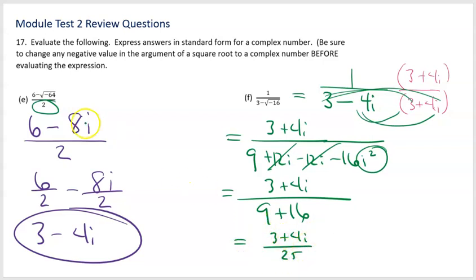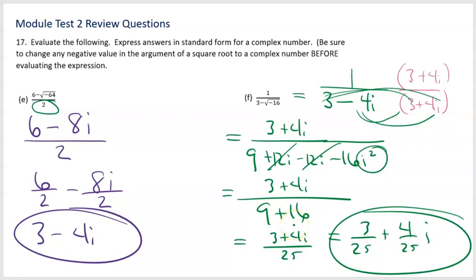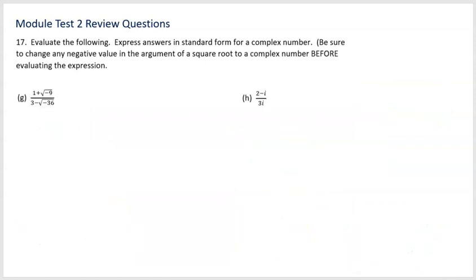But then I have a problem like I started with here in E. I need to split it up. So it's 3 over 25 plus 4 over 25 i. If those fractions would simplify, I would, but they don't, so I won't. All right, we got 1 plus the square root of negative 9 over 3 minus the square root of negative 36. Remember what we have to do first? We have to write this without the negative under a square root. Now, the square root of the negative is i, but the square root of 9 is 3. So numerator is 1 plus 3i.